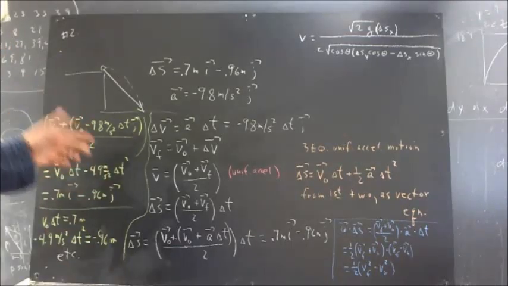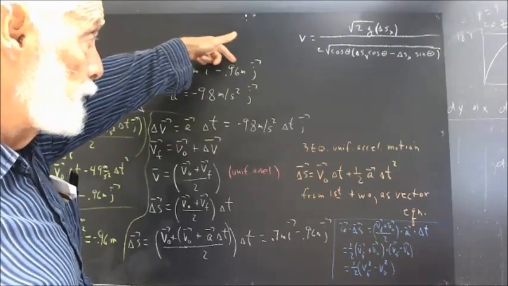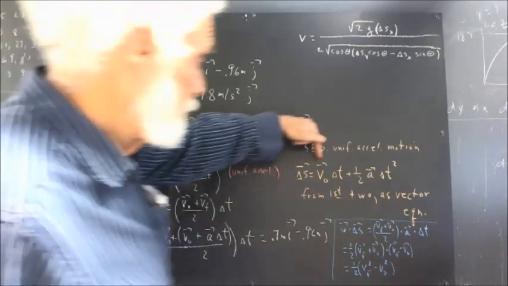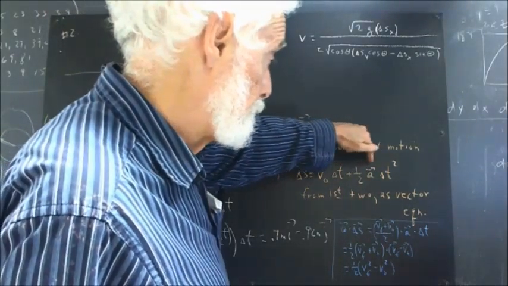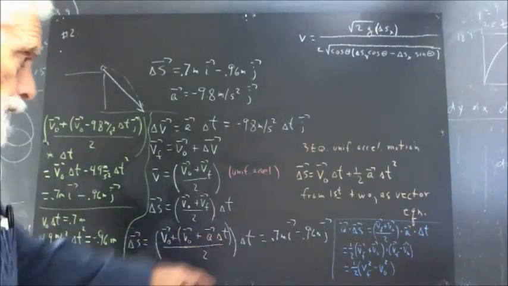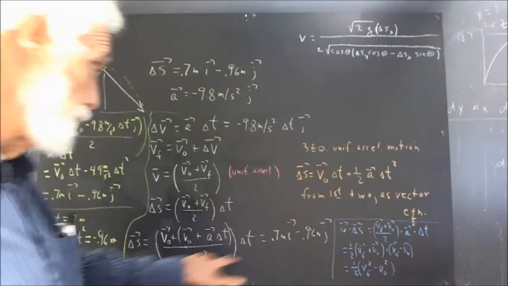Now back to the problem. Again, we have our delta S, 0.7 meters times I, minus 0.9 meters times J. And we know that delta S is V naught vector delta T plus 1/2 acceleration vector delta T squared, or in this slightly less compact form that we have here, same thing. So we can set this equal to this.